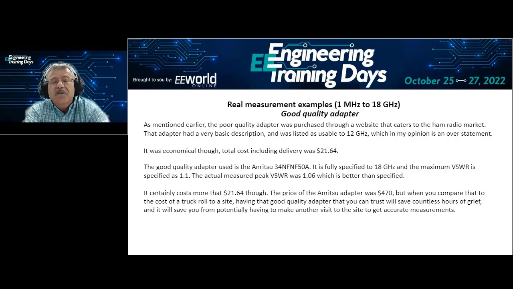So anytime you'll see a VSWR specification on an adapter, that's typically the maximum, and typically that will be at the higher frequency range. Now, in my case, when I measured it, the 1.06 was the peak, but it wasn't at the full 18 gigahertz. It actually went back down a little bit, so there was just that tiny little hump. But anyways, spec was 1.1, we measured 1.06, so it's performing to spec or slightly better than spec. But it's not $21.64. Ours is $470.